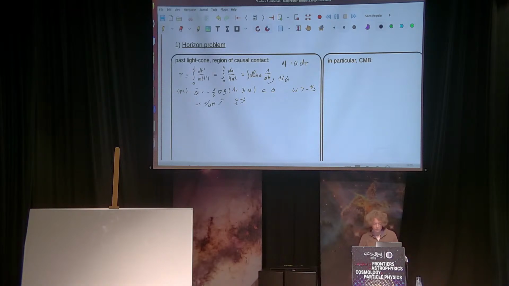But in this case, we have that, okay, now if I write text, let's see. Fraction of universe in causal contact increases.